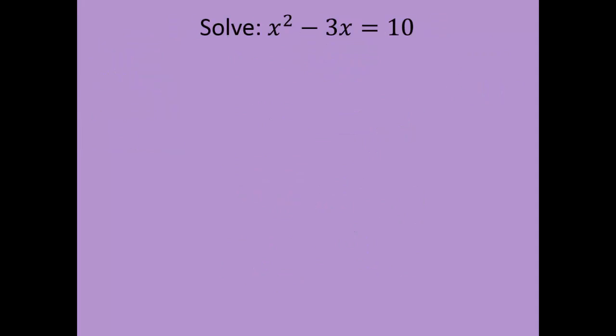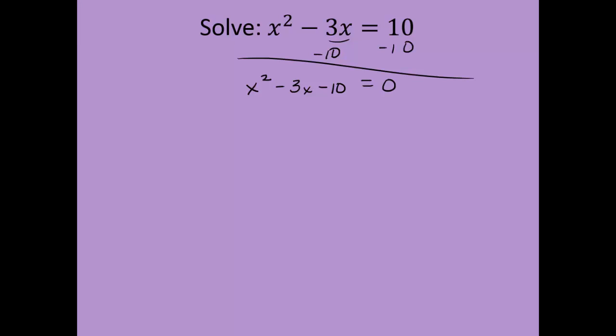Let's try another one. Now this one has an x squared and an x term, so I do have to use factoring. But I can't use the zero product property unless it's equal to 0. So before you start, you need to subtract 10 from both sides to get it equal to 0. So that turns into x squared minus 3x minus 10. I can't really combine those. They're not like terms, right?